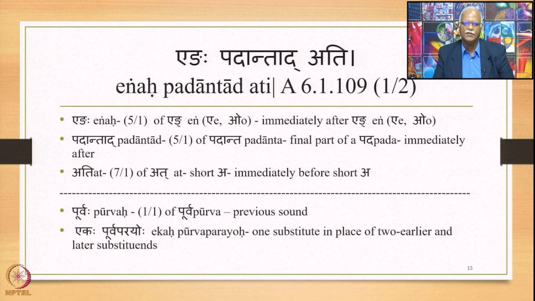Now let us study the third sutra, engah padantat ati. In this sutra there are three padas, engaha, padantat and ati. This is 61109. Engaha is 5/1 of eng. Eng means A and O. Engaha means immediately after eng, that is immediately after A or O.